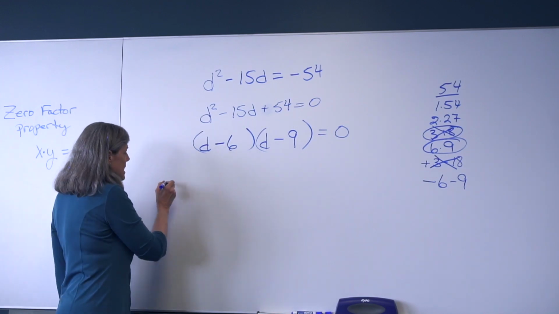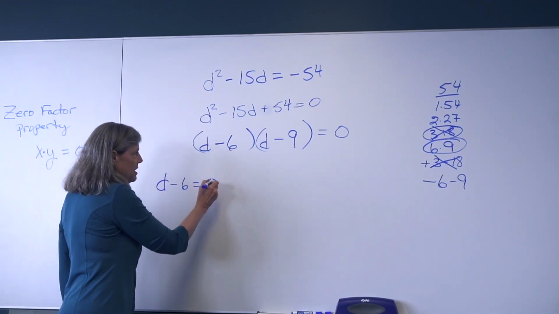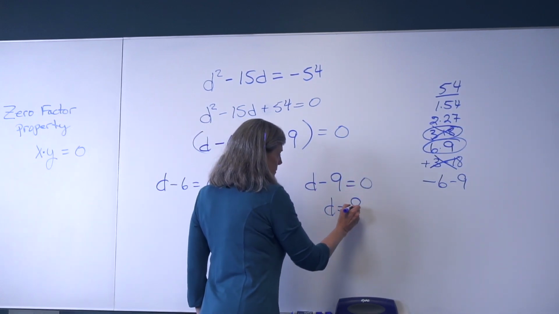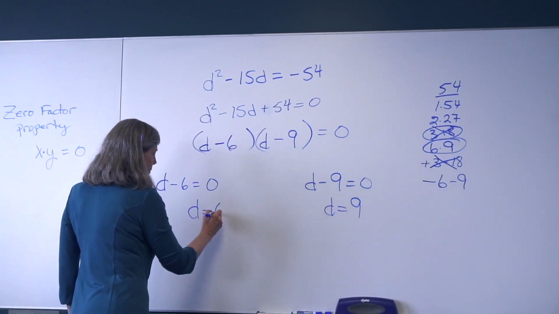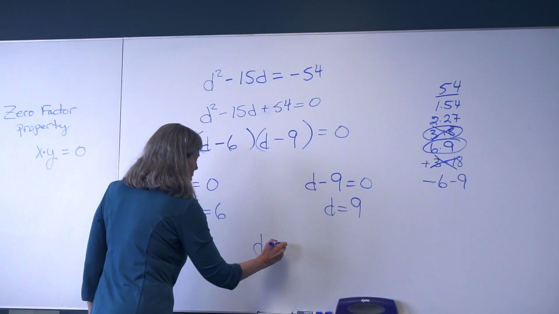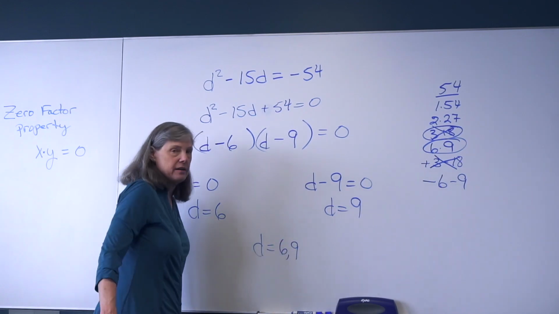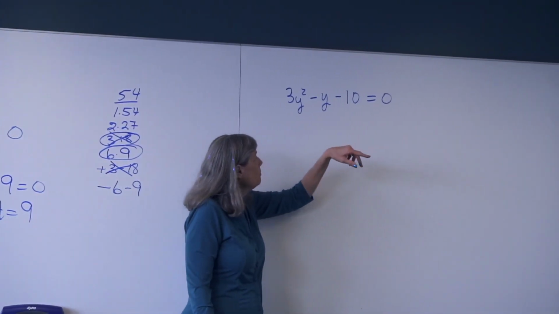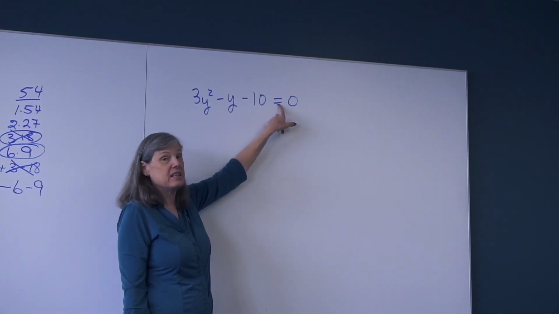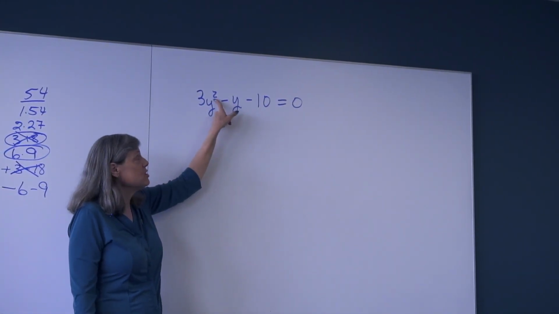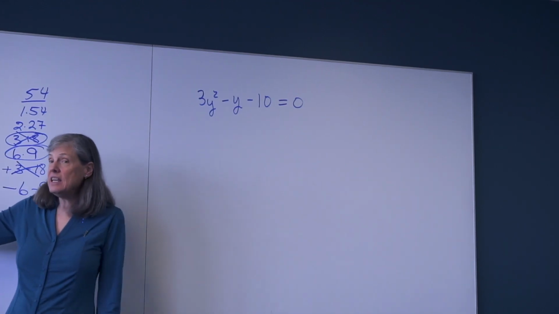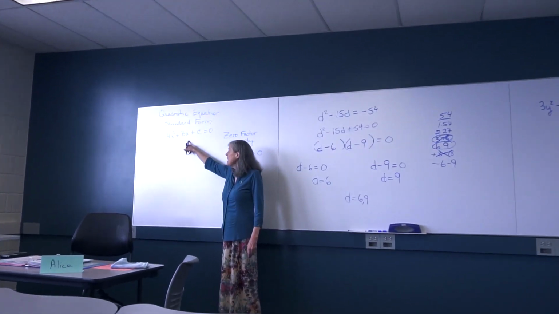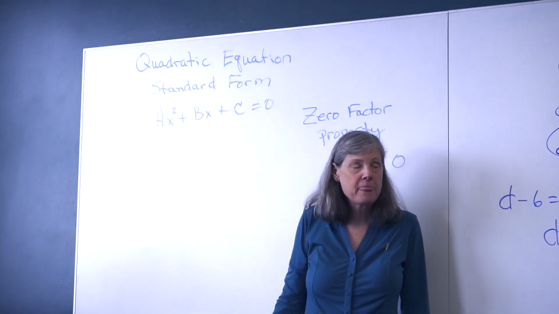Set each of these equal to 0 separately. Keep them far apart so they don't clutter each other up. And so our final answer is d equals 6 or 9. Okay, let's go on and look at another example. First of all, let's notice again, it's an equation. Got an equal sign. It's a quadratic equation. So we need to put it into the standard form, ax squared plus bx plus c equals 0.